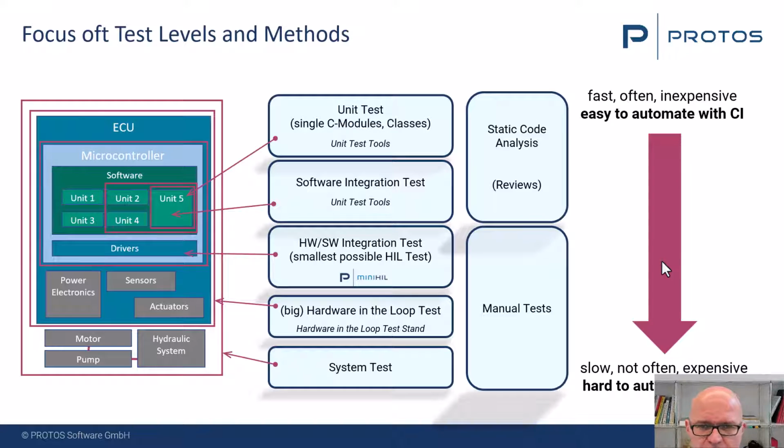And unit tests, software integration tests, and also the hardware software integration tests, they are really easy to automate with continuous integration. A big hardware in the loop test or a system test, they are really hard to automate with continuous integration. Okay, hardware in the loop test you can automate. The problem is it's so expensive that it's never free for automation. So the continuous integration needs the hardware in the loop test stand attached to it. So it cannot be used for anything else. So that's often a problem with hardware in the loop test stands.